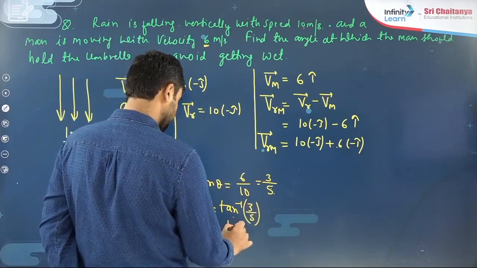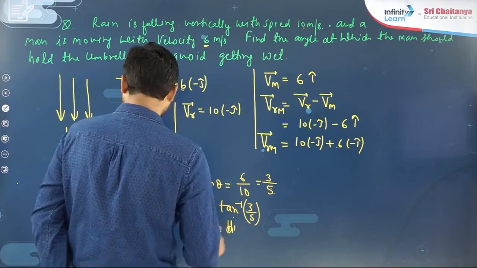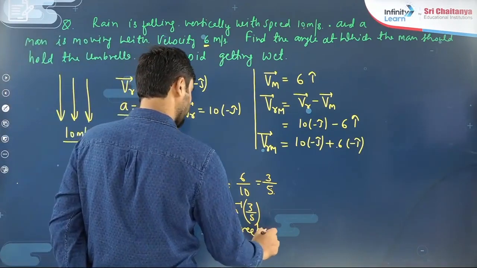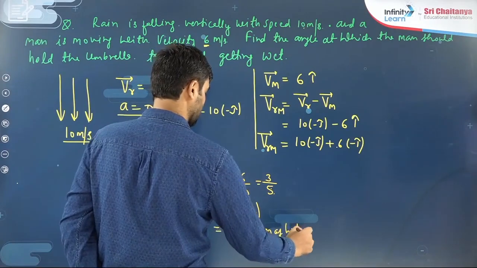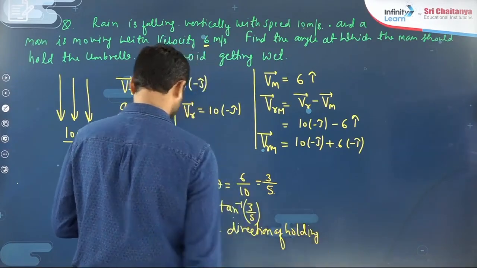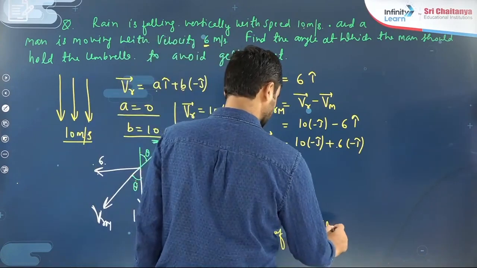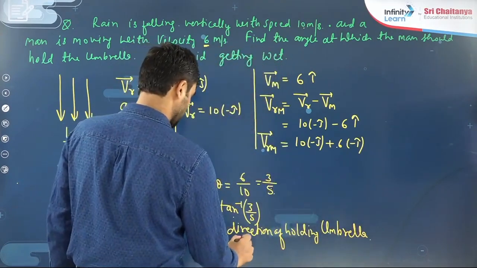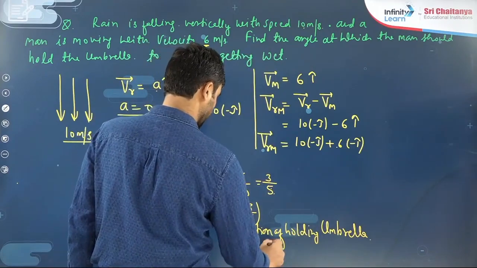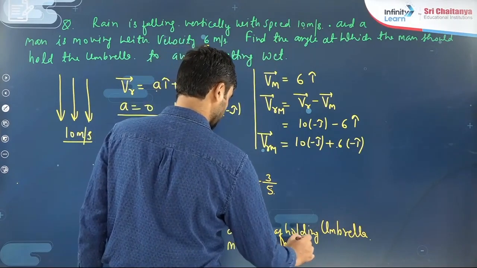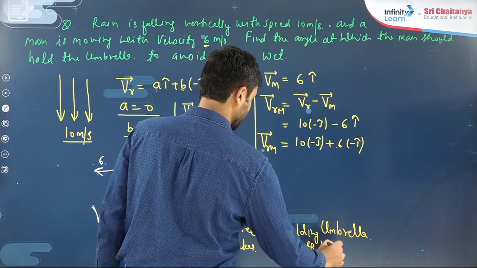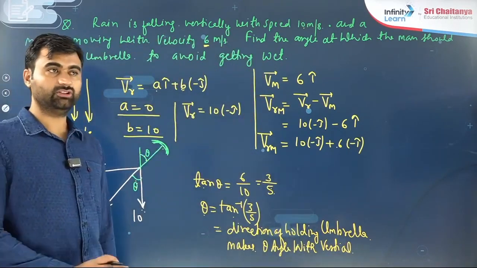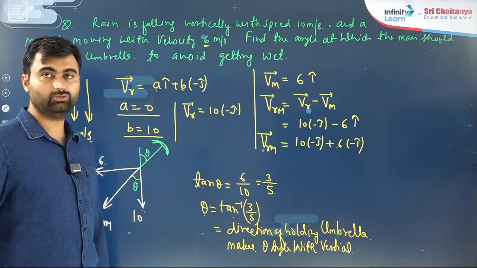So the direction of holding the umbrella makes theta angle with the vertical. Clear? All of you understood? Like this we have to solve the question.